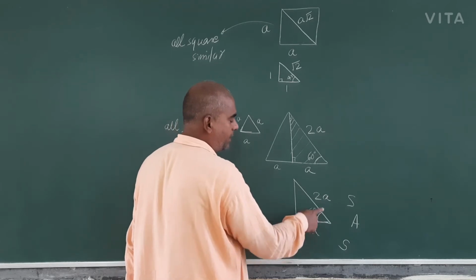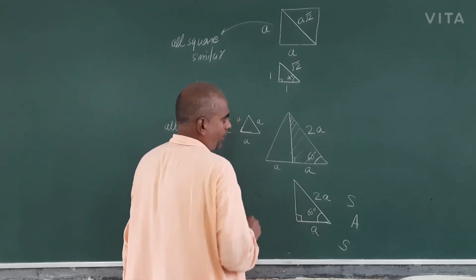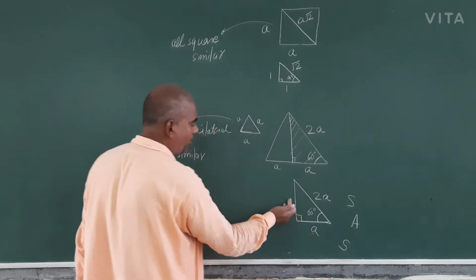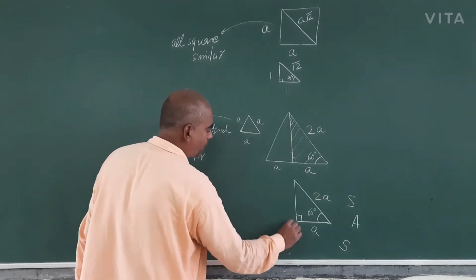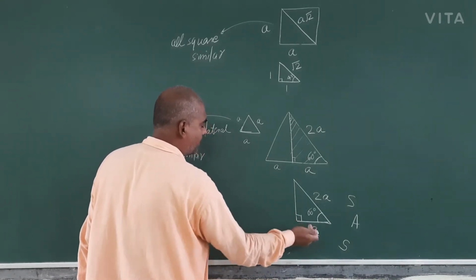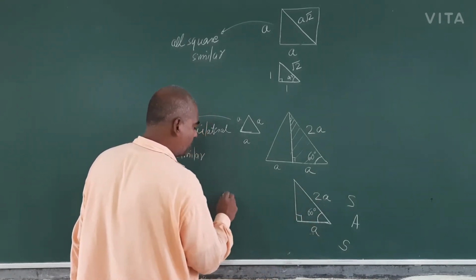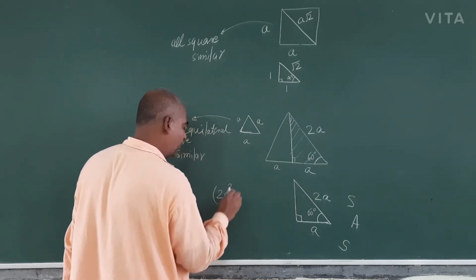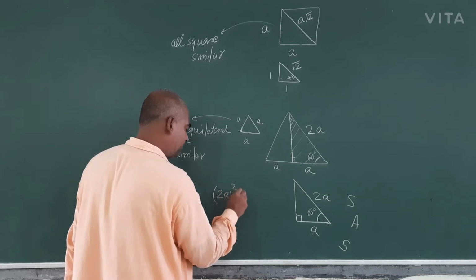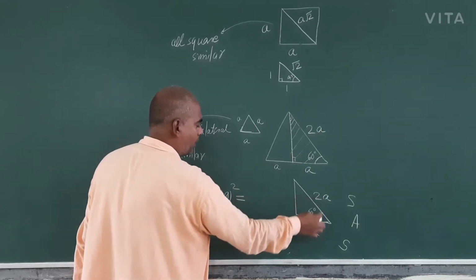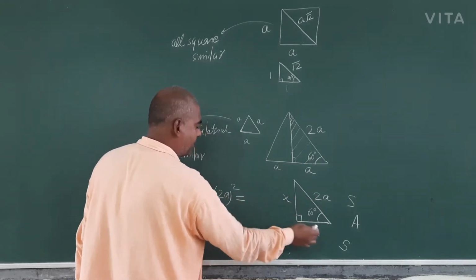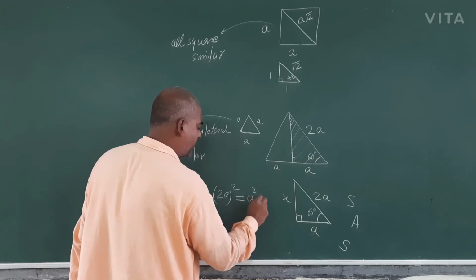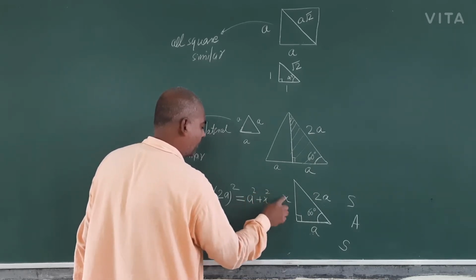So this is A, this is 2A, this is what? Using Pythagoras theorem, you can calculate it. Suppose let me write A, B, C. So this is hypotenuse, na? So 2A to the whole square equals, suppose I take x, this is A square plus x square.